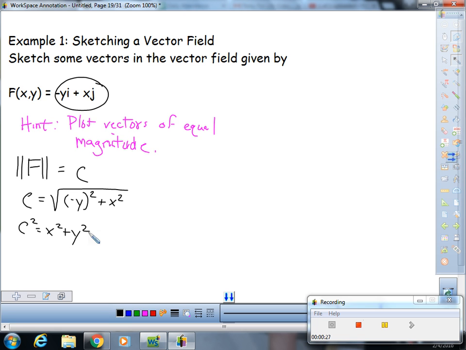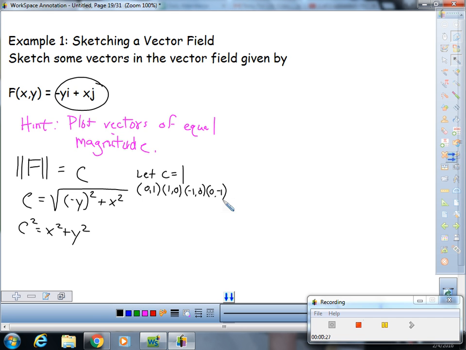So, let's start by letting c equal 1. So where along a circle can we pick points where c equals 1? Let's just pick the easiest ones possible for today. So 0, 1, 1, 0, negative 1, 0, and 0, negative 1. Okay?